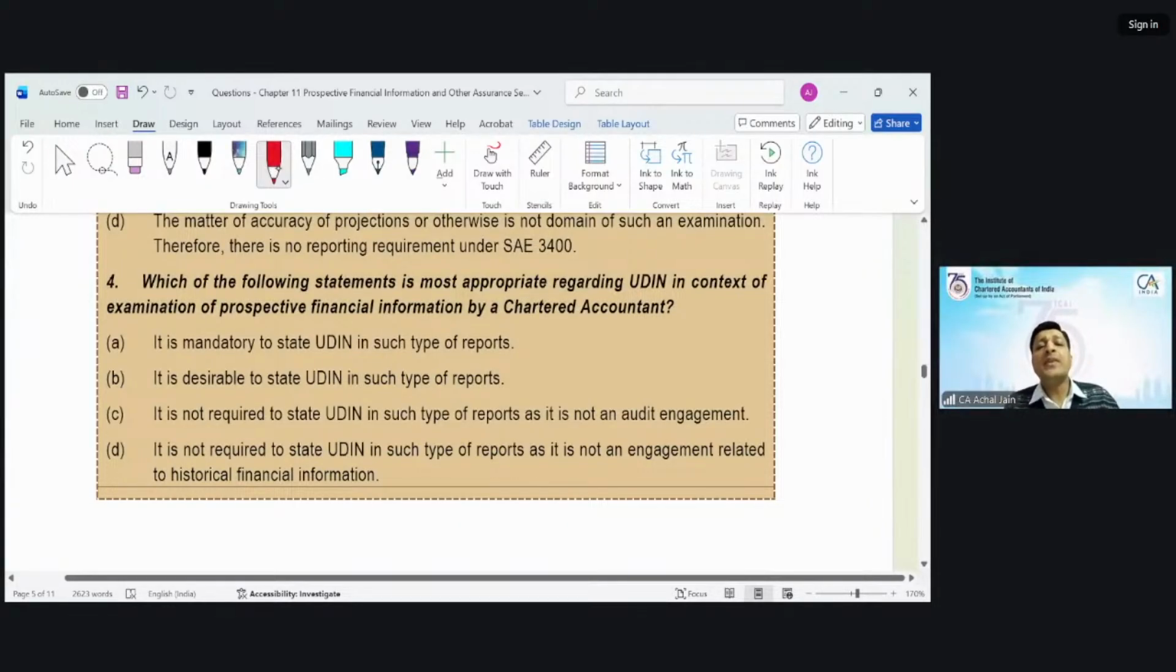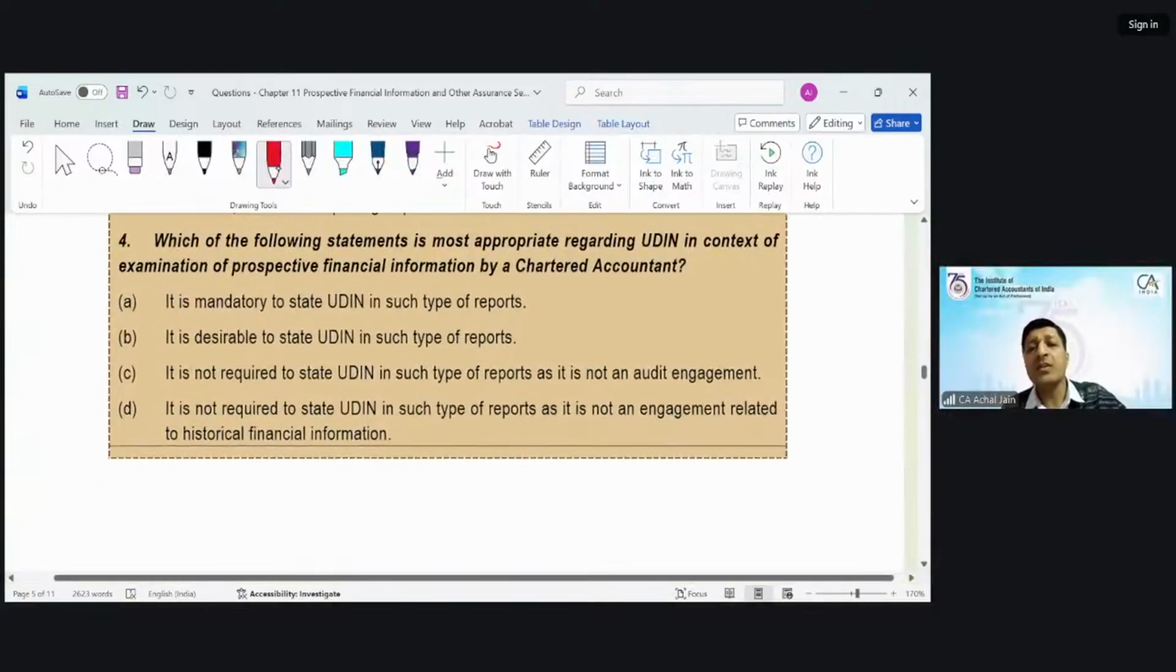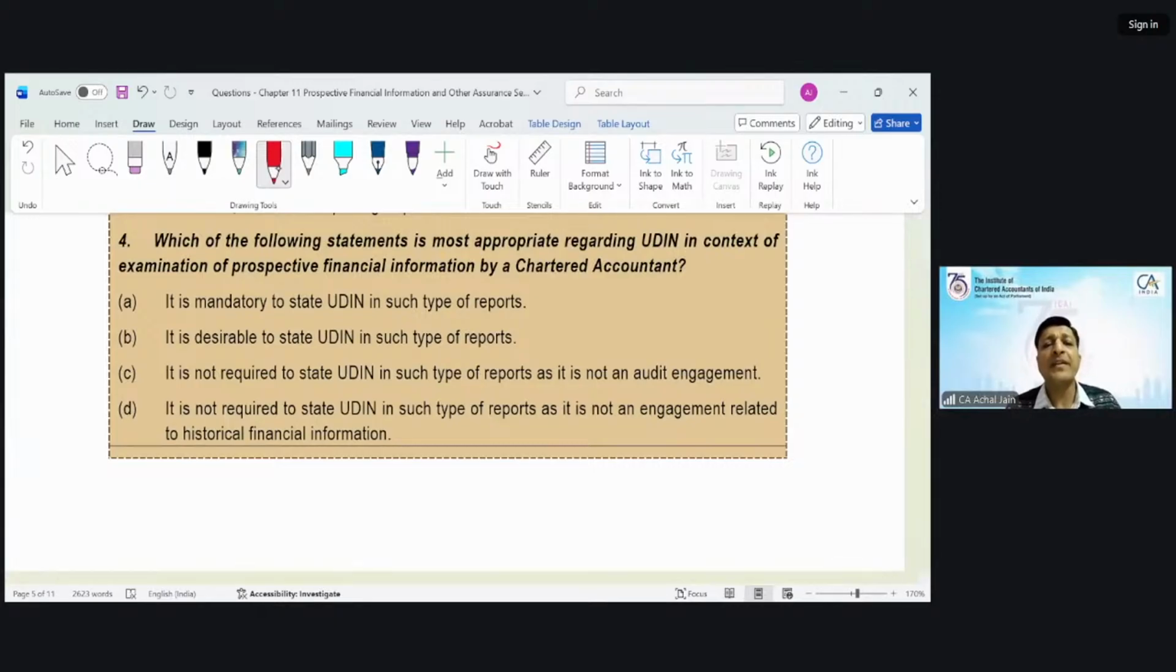Which of the following statements is the most appropriate regarding UDIN? Now the discussion is around the UDIN. In the context of examination of prospective financial information by a chartered accountant, A, it's mandatory to state. B, desirable to state. C, not required to state because it's not an audit. D, not required to state as it's not an engagement related to historical financial information. So which of these options do you think is the correct one?